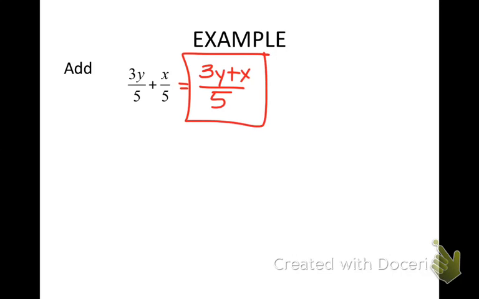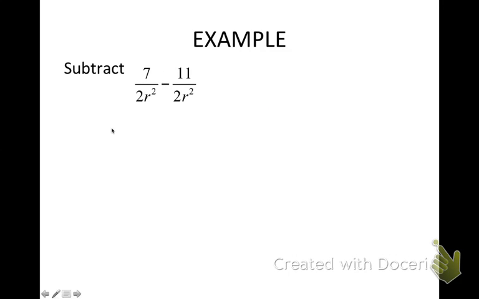All right, so next one. 7 over 2r squared minus 11 over 2r squared. Do we have a common denominator? Yes. So my resulting answer is going to have 2r squared in my denominator. Now let's either add or subtract the numerators. Well, here they are like terms, so what is 7 minus 11? Negative 4. So we get negative 4 over 2r squared.